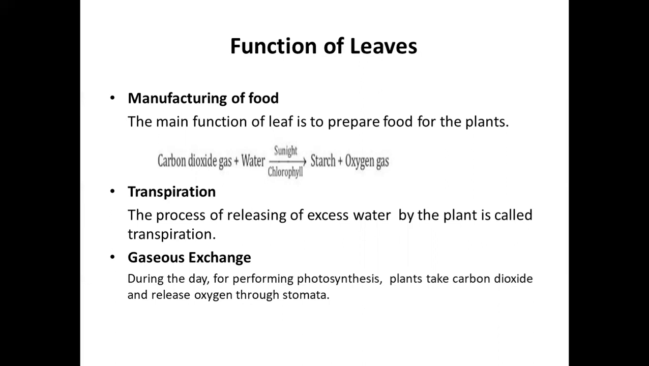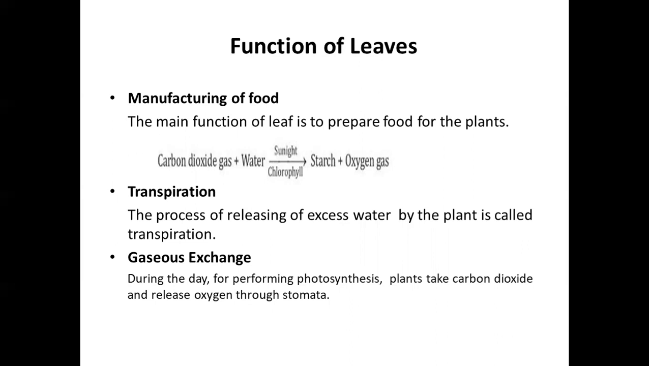And the last one is gaseous exchange. Gaseous exchange means that during the day, for performing photosynthesis, plants take carbon dioxide from the atmosphere and release oxygen through stomata. And plants, like other living organisms, human beings also, respire continuously day and night. In this process of respiration, they take oxygen and release carbon dioxide through the stomata.